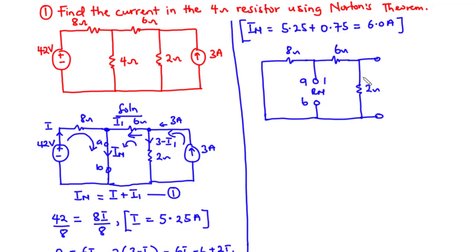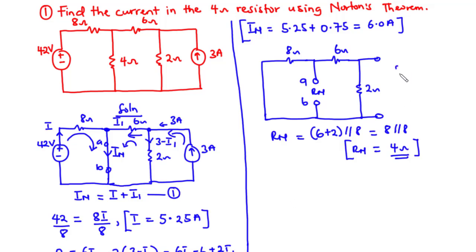So in that case, we have 6 plus 2, which is 8, and then that will be in parallel with this 8 ohms resistor. Therefore, we have Rn equals 6 plus 2, or parallel 8, and that is 8 parallel 8, and then 8 parallel 8 is equal to 4. So we have Rn to be 4 ohms. You can confirm your answer. That is, if you have 8 times 8 divided by 8 plus 8, 8 times 8 we have 64, 8 plus 8 is 16, 64 divided by 16 is 4.